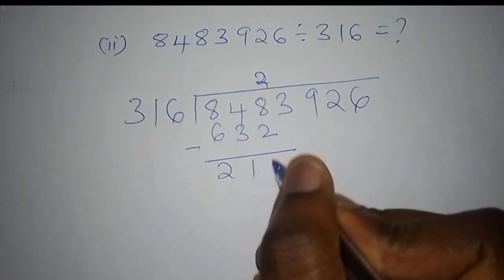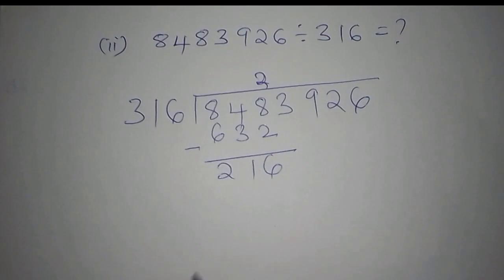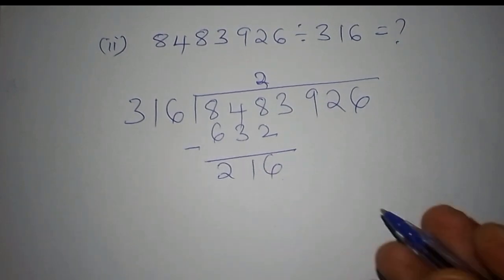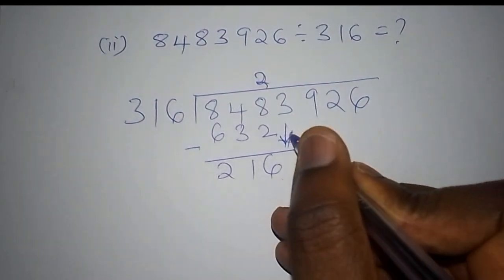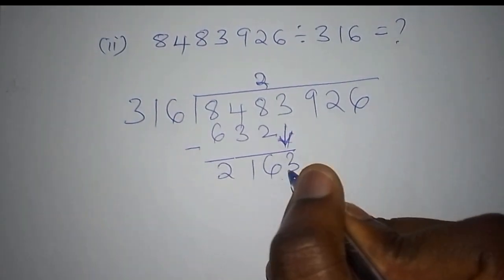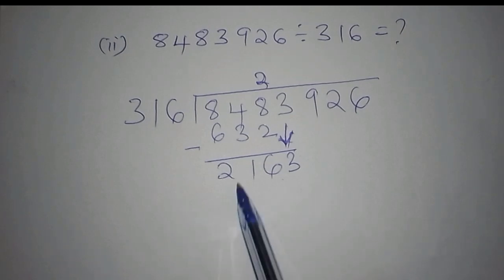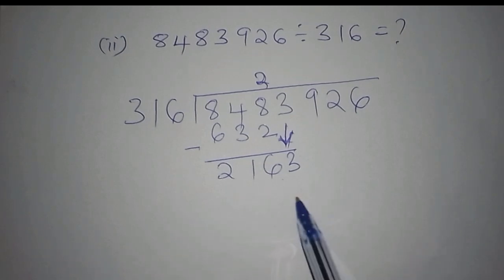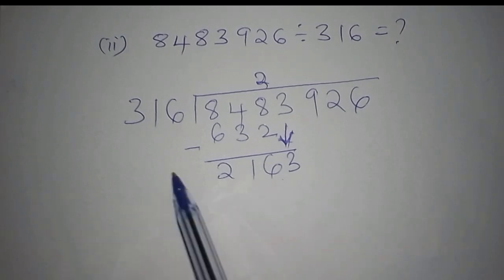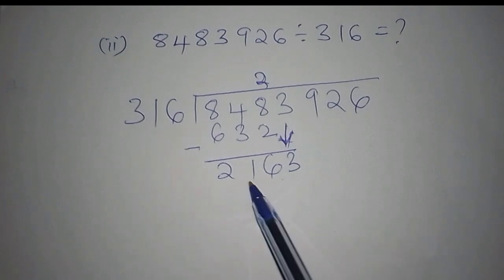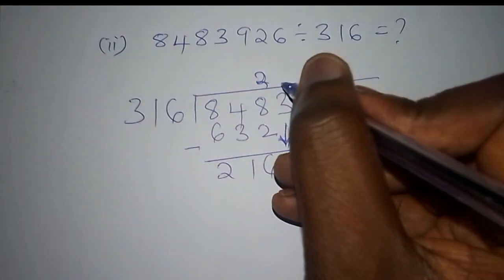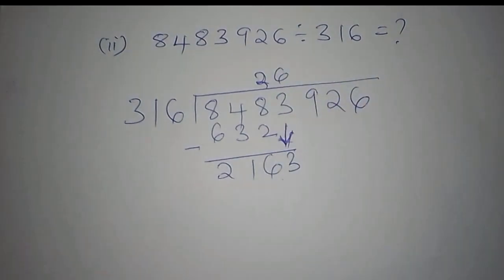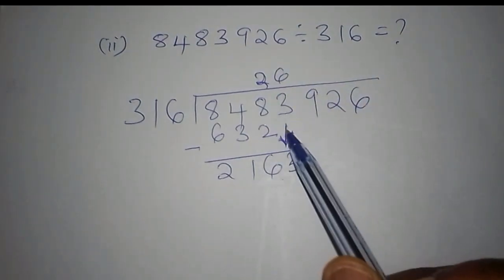So you can confirm from your side. Since 216 is smaller than 316, you are forced to drop 3 down here. So now our figure becomes 2163. From there we check how many times 316 goes into 2163. Here it goes 6 times. So we write that 6 up above the 3.